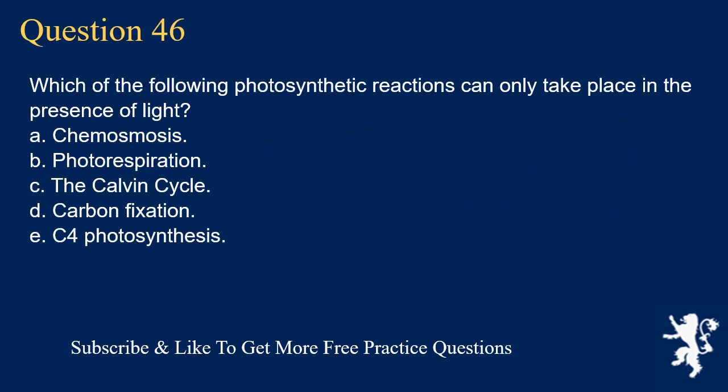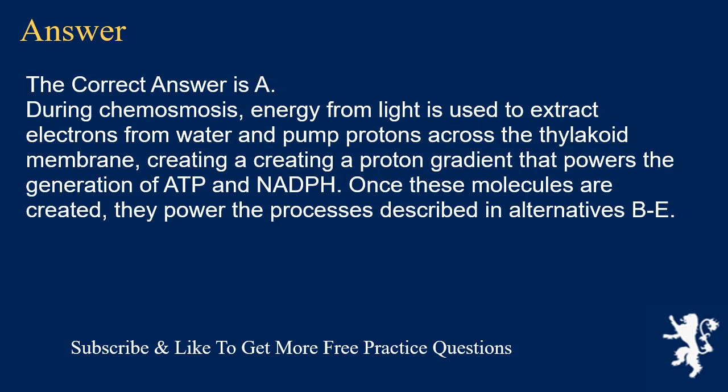Question 46. Which of the following photosynthetic reactions can only take place in the presence of light? A. Chemiosmosis. B. Photorespiration. C. The Calvin cycle. D. Carbon fixation. E. C4 photosynthesis. The correct answer is A. During chemiosmosis, energy from light is used to extract electrons from water and pump protons across the thylakoid membrane, creating a proton gradient that powers the generation of ATP and NADPH. Once these molecules are created, they power the processes described in alternatives B through E.